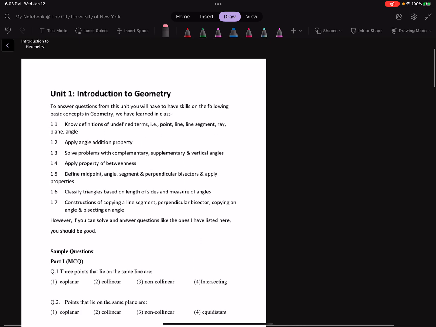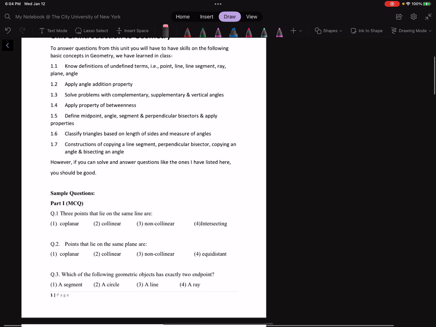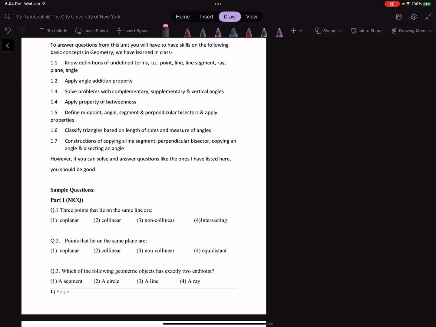So what I wanted to do is, with every unit, list the concepts that you will need so that you can relate and take your preparation. Here are the 7 concepts that we did. I'll go one by one and relate which problem is related to that concept. So let's go on.